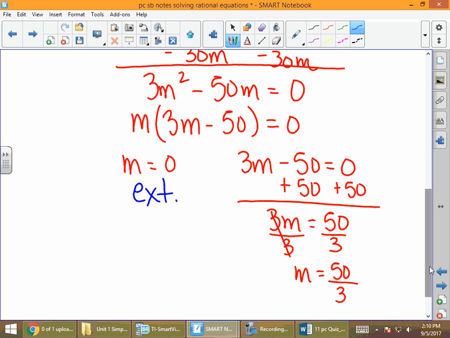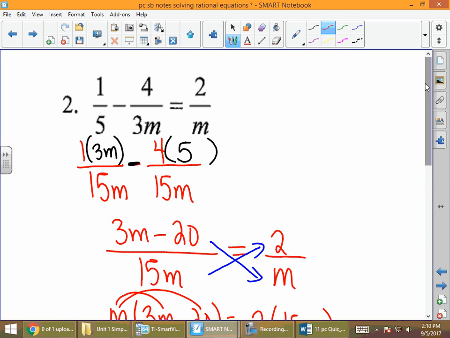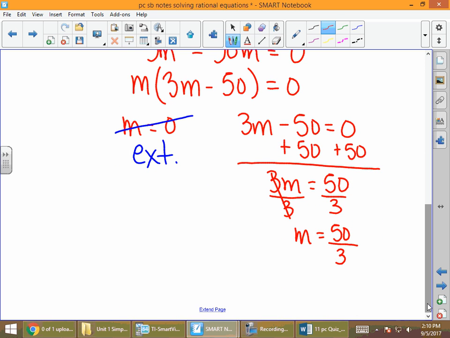I usually write ext for extraneous. And I usually just do one line through it, because I would still look and see, did you have that answer? 50/3 is not going to make our denominator, either one of them. 3 times 50/3 is 50. And then over here, 50/3. The only value that's not allowed to be in the denominator is 0. So our solution to this problem is going to be 50/3.